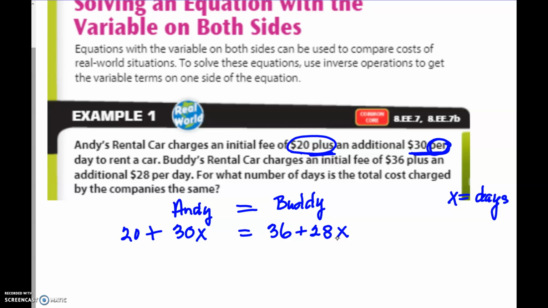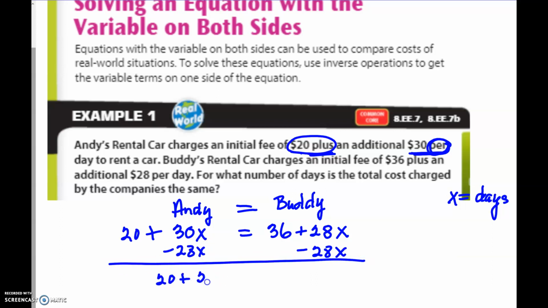So I'm going to get my X's together. I have 28X on one side and 30X on the other side. I'm going to move the smaller one, so I'm going to subtract 28X from both sides. I like to get my letters together first. So 20 plus 2X equals 36. Now I have my X's together. Now I need to move that number 20 away from X, so I'm going to subtract 20 from both sides.